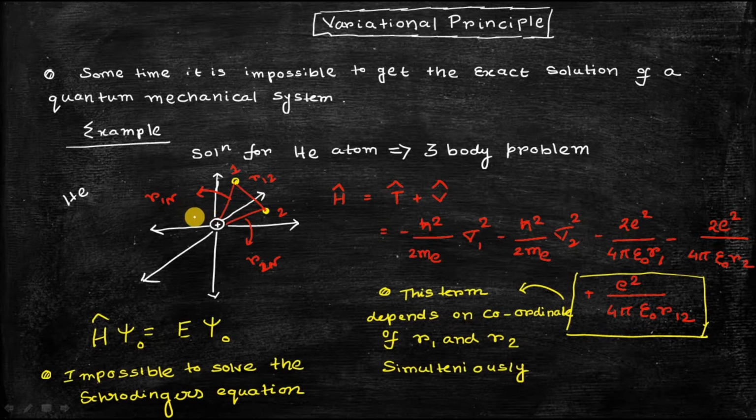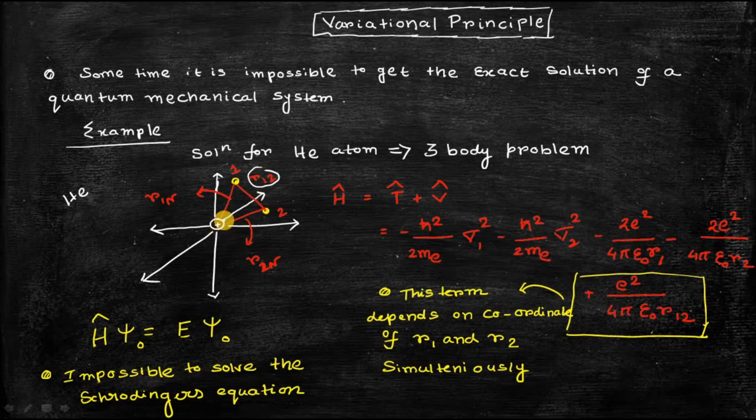You can see this is the example of the helium atom system, where at the center there is the nucleus and there are two electrons. R1n is the distance between electron 1 and the nucleus, R2n is the distance between the nucleus and electron 2, and R12 is the distance between these two electrons.